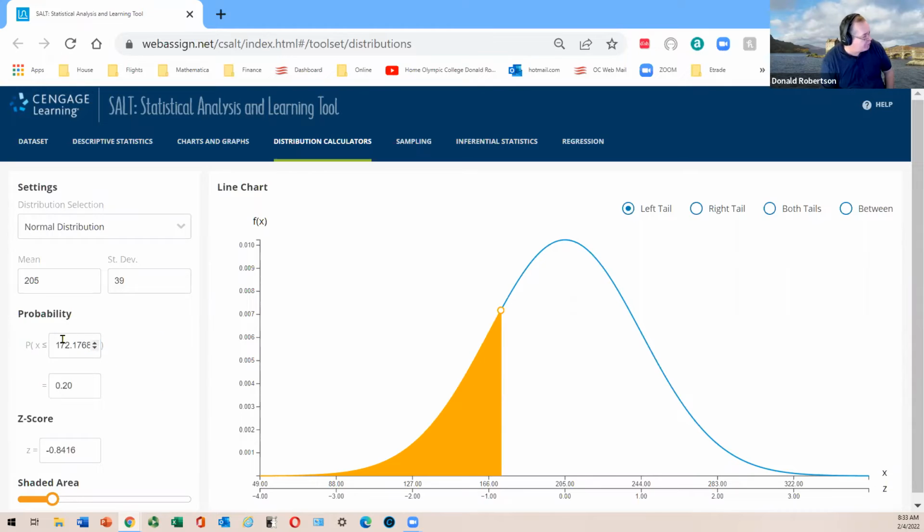So we normally put the number in here and get the percentage, but all you do is you put the percentage here and you get the number. Right, so it's kind of using the table in a different way. So the number I'm looking at roughly would be 172.